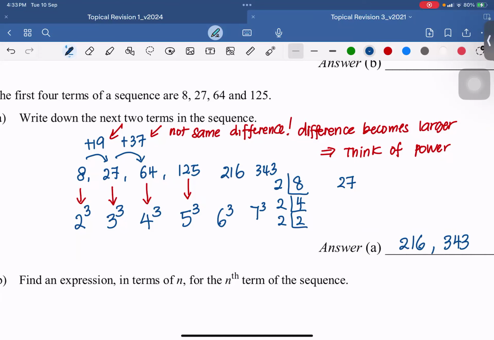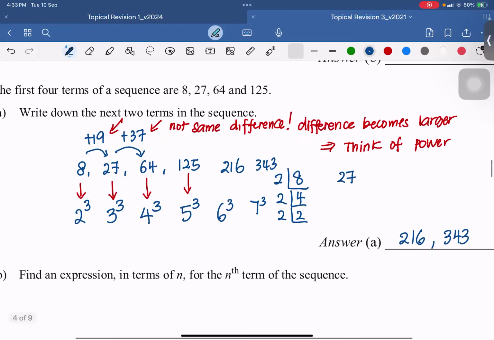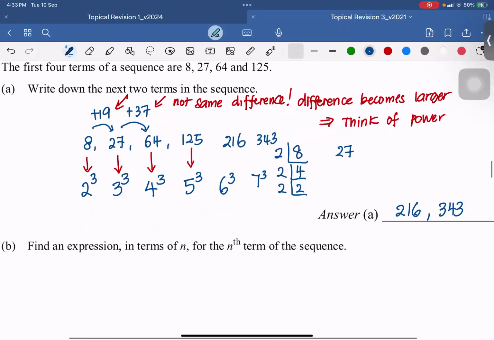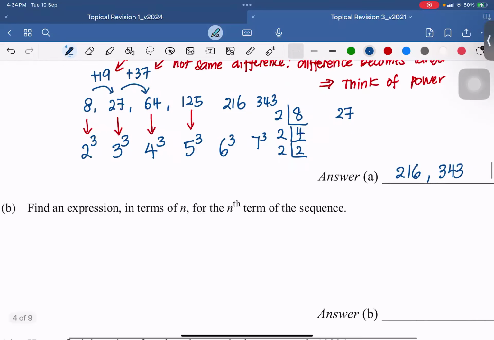Okay? So when you realize that the difference is actually not the same, and the difference becomes larger and larger, we try to think of something, a power, or we think of other possibilities. We think of something that you need to multiply by a number of times. Okay, so now I'm going to work out the next answer. Find an expression in terms of n for the nth term of the sequence.